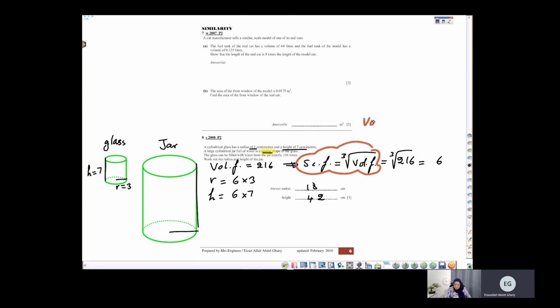Because volume factor equals scale factor but cubed, and vice versa. If you need to make scale factor the subject of the formula, you take the cubic root of the volume factor, which is cubic root of 216, which is 6. How to check our work?